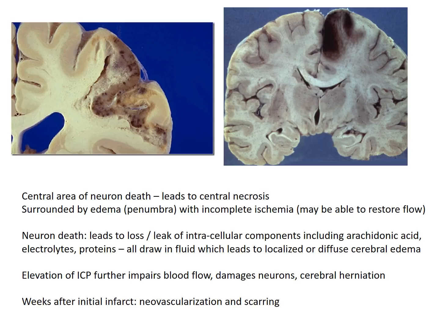So in these two photos here, on the right showing you a post-mortem hemorrhagic stroke, and on the left showing you a post-mortem ischemic stroke, you can see the regions of cellular necrosis where there has been complete ischemia.